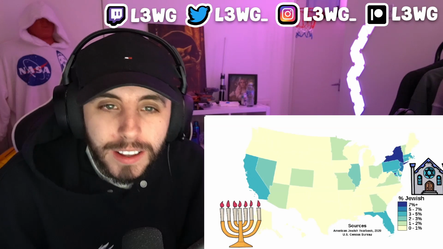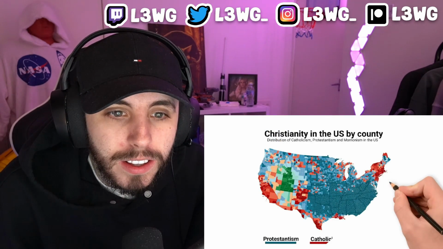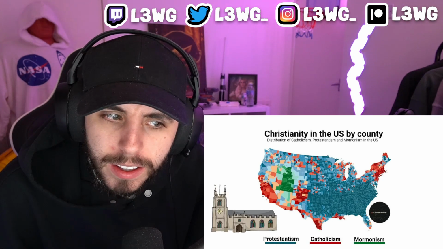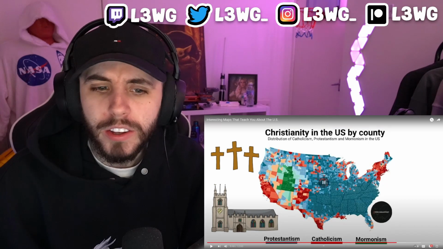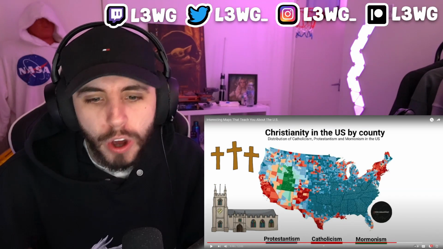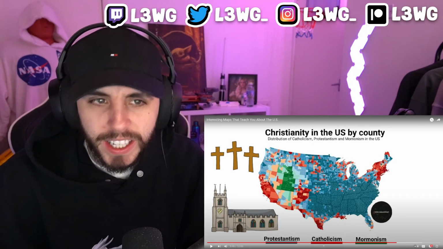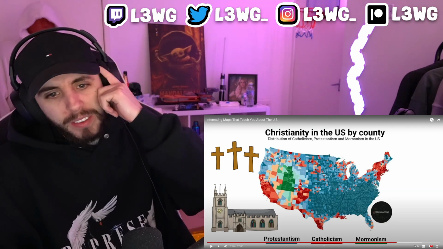And in contrast, we can look at Christianity, this time by county. This map doesn't present us with the values or percentage of people that are Christian. Instead, it presents us with a division between Protestantism, Catholicism, and Mormonism. You know what? I actually don't know the difference between these. I really don't.